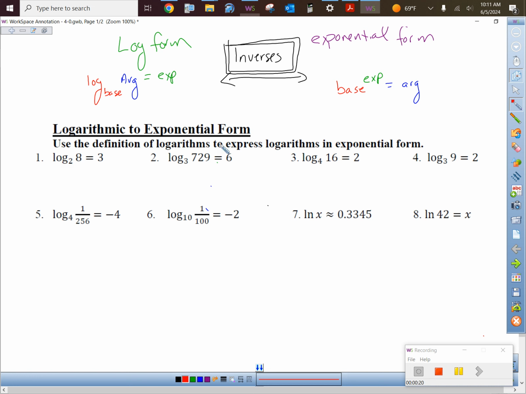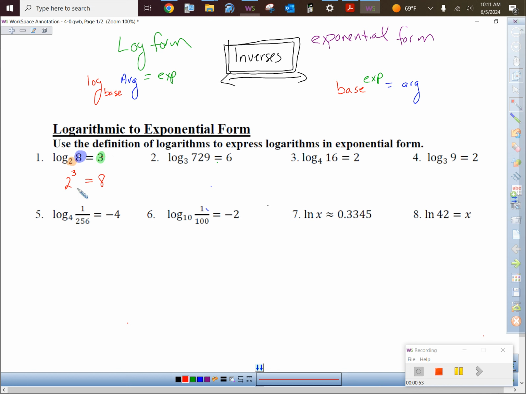So it says use the definitions of logarithms, that's this stuff written up here, to express the logs in exponential form. So I need to know who's the base, who's the exponent, and who's the argument. So this 2 right here is the base, this 3 right here is the exponent, and this 8 right here is the argument. So the base to the exponent equals the argument. And the best thing about this is you definitely know you're right because you can always punch this in. It's like, is 2 cubed equals 8? Yes, it does.